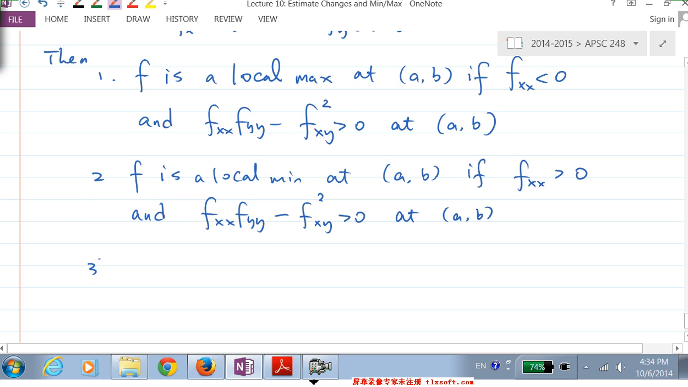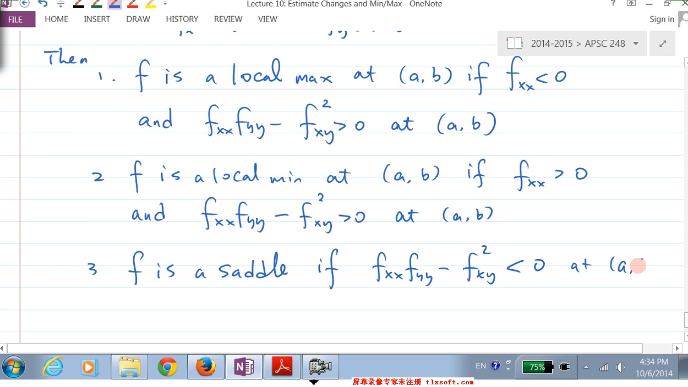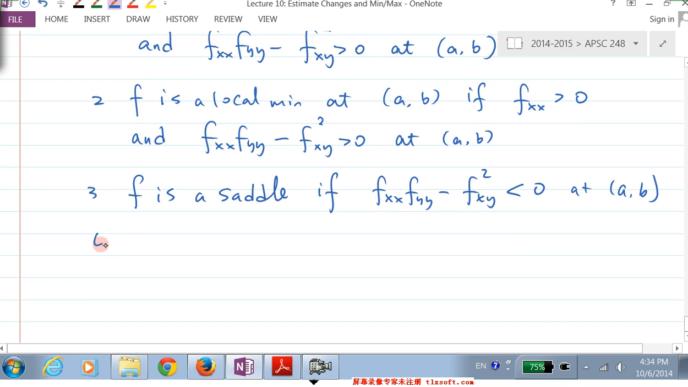And rule number 3: f has a saddle point if f_xx f_yy minus f_xy squared is less than 0 at (a, b). So you have to read this carefully. Actually, you will have this formula because it's a bit long. You don't need to remember all of this, but you can remember part of it.